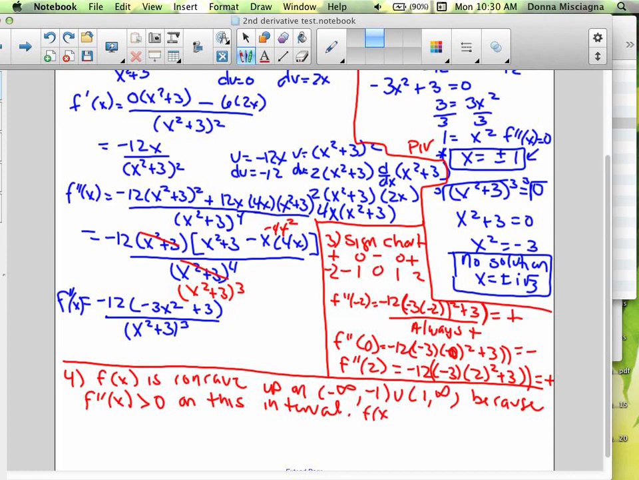f of x is concave down on the interval from negative 1 to 1, because f double prime of x is less than 0 on this interval.